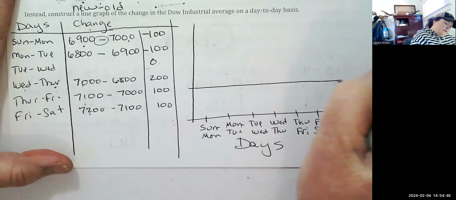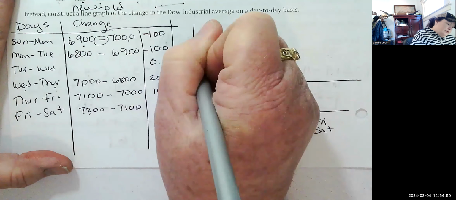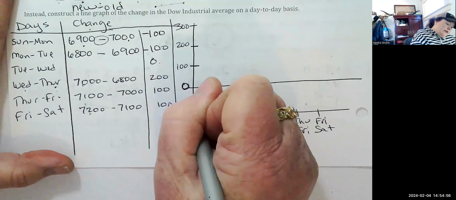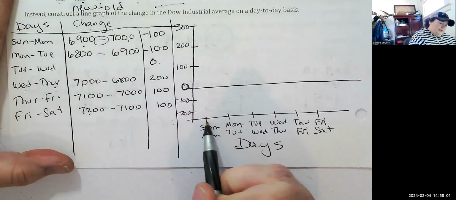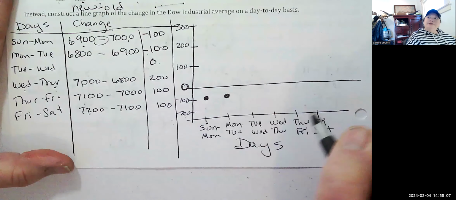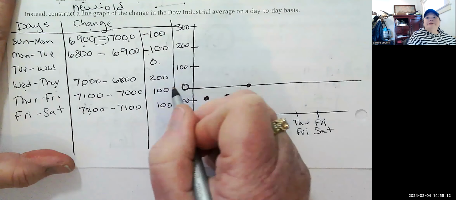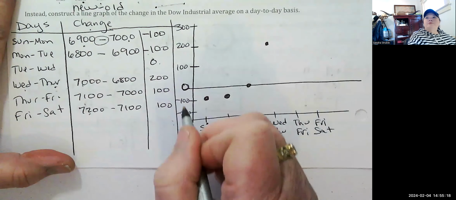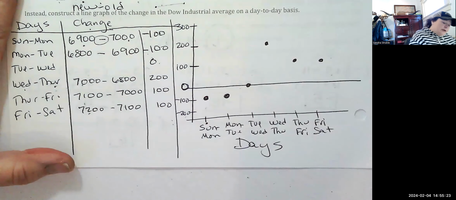So I'm going to create my horizontal line. This is going to be my 0. And then I'm going to go up by 100, 200, 300, and down 100, then negative 100, negative 200. All right. Sunday to Monday, it was at negative 100. Monday to Tuesday was the same. Tuesday to Wednesday was at 0. Wednesday to Thursday was at 200, so that's right about there. And then Thursday to Friday was 100. And same thing for Friday to Saturday. Now we just connect our dots.